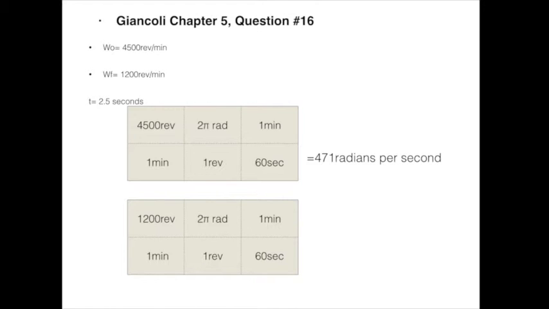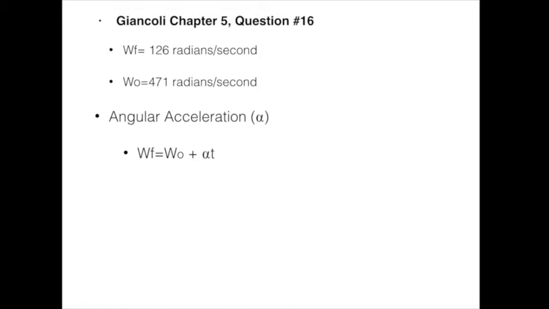And you do the same thing with the final velocity, so you put 1,200 revolutions per minute times 2 pi radians divided by 60 seconds, and that is 126 radians per second. So now that it's converted, you can go ahead and start the problem. And you are going to be putting it into the second kinematics equation.